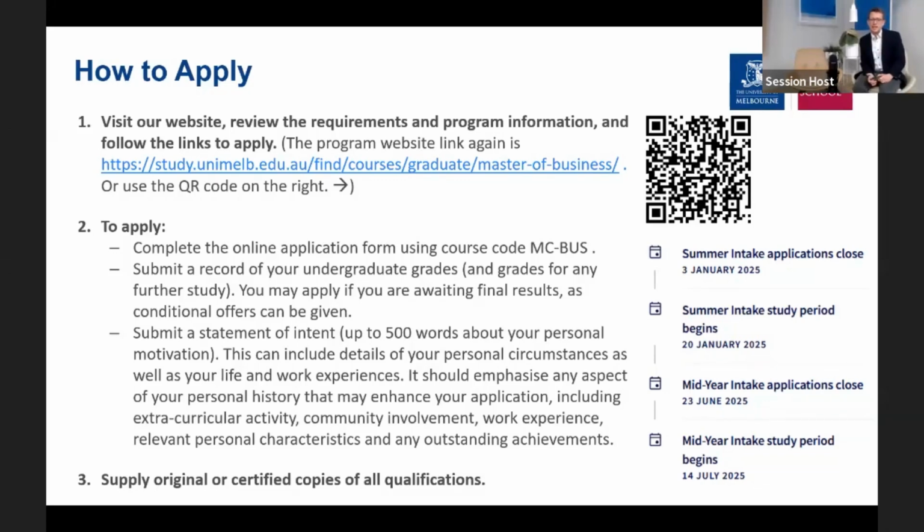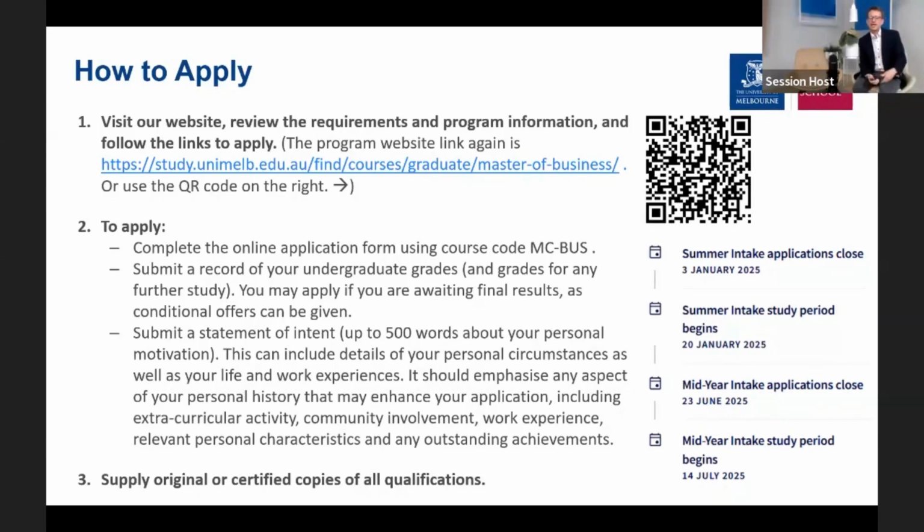It should emphasize any aspect of your personal history that may enhance your application, including extracurricular activity, community involvement, work experience, relevant personal characteristics, and any outstanding achievements. Now, that would be a lot to talk about in 500 words. So you're going to have to drill down into what's essential and relevant to this application and submit those 500 words.